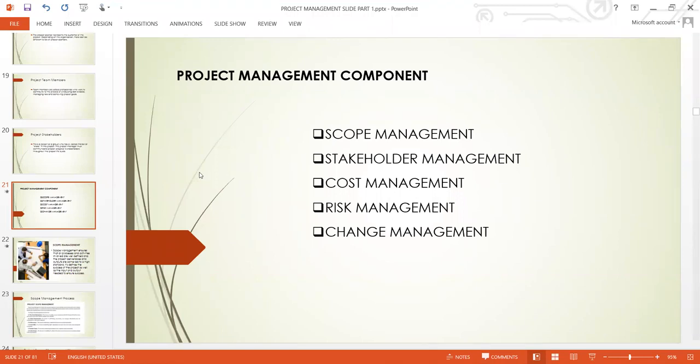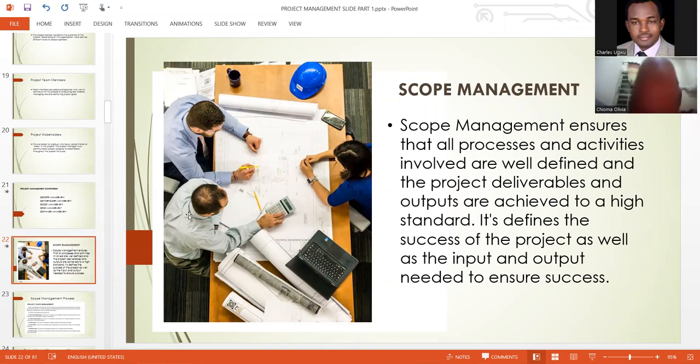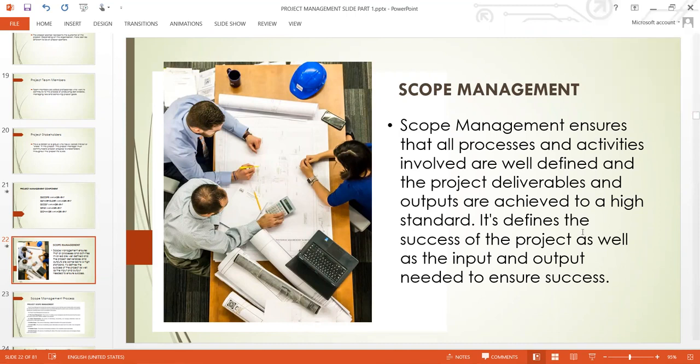Let's look at the scope management. First of all, what is scope? Scope management ensures that all processes and activities involved are well defined and the project deliverables and outputs are achieved to a high standard. It defines the success of the project as well as the input and output needed to ensure success.